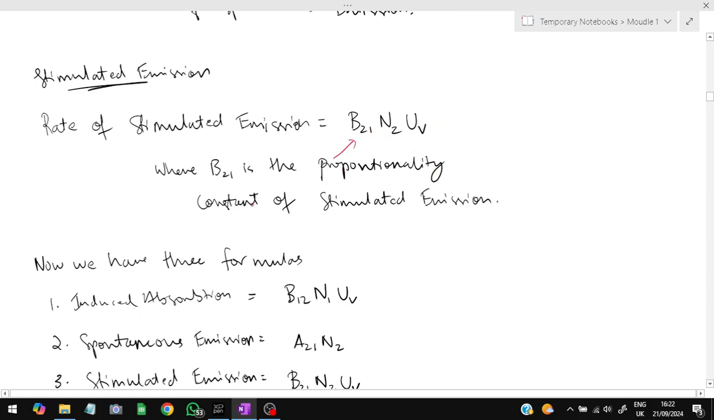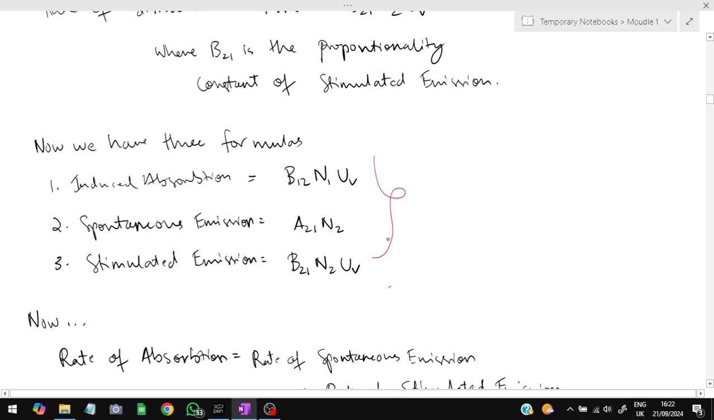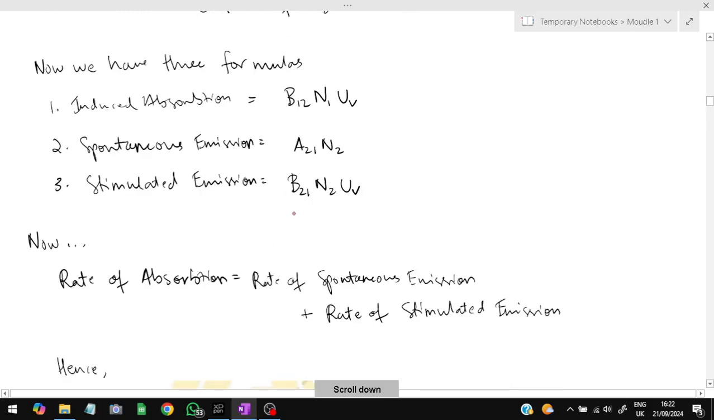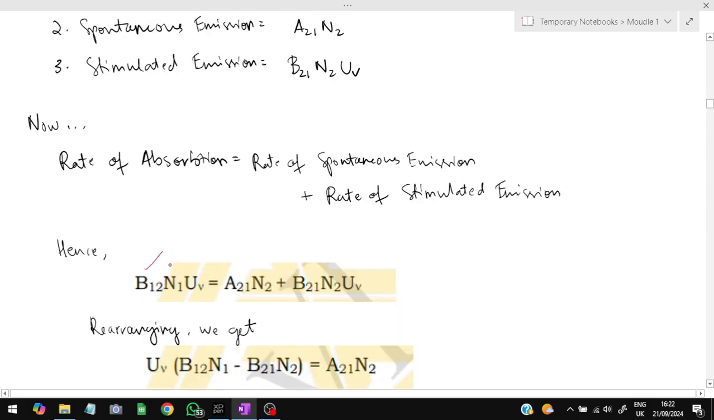So let's summarize. We have three formulas. The first is induced absorption, B12 into N1 into UV, spontaneous emission A21 into N2, and stimulated emission B21 N2 into UV. The first step, you are required to memorize this. It's very simple. If you glance at it two or three times, you will get to know the formulas. Once you have memorized these, we have to write an equation. The equation is very simple. Rate of absorption is equal to rate of emission. Absorption is equal to the two emission types, spontaneous and stimulated. All you have to do is write this is equal to this plus this. So B12 N1 UV is equal to A21 N2 plus B21 N2 UV.